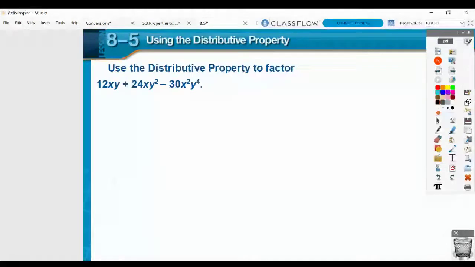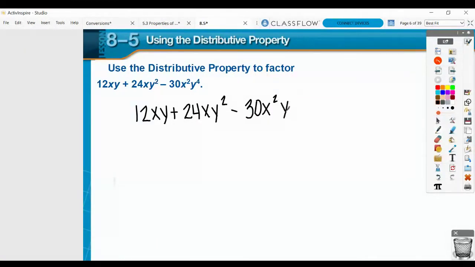Okay, so let's look at this next example. We have 12xy plus 24xy squared minus 30x squared y to the 4th. Now with these three, you have to look at the numbers first. So we have 12, 24, and 30. We're trying to figure out what factor goes into 12, 24, and 30.